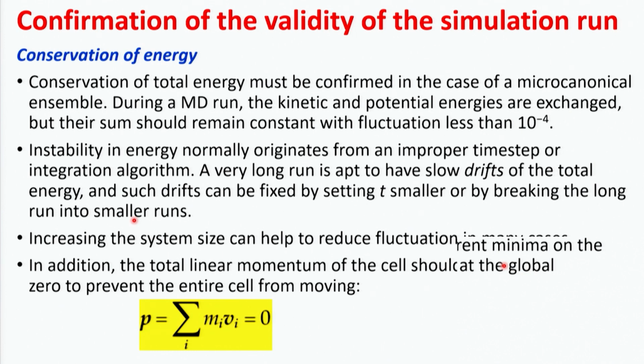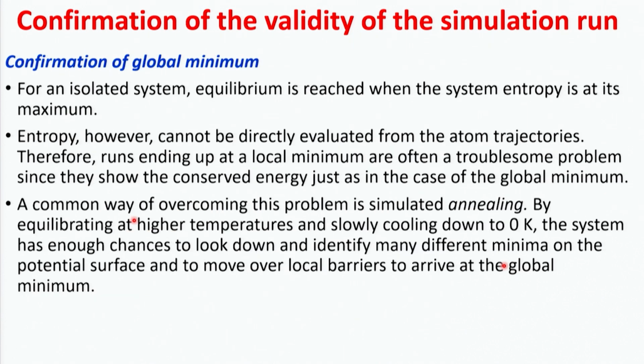So whether the runs are good or bad, you need to validate it. One validation is the conservation of energy. Okay. So that is one way. Another is the confirmation of the global minimum. Okay. And in order to avoid the local minimum, what can we use? We can use simulated annealing. So the simulated annealing, what it does, we equilibrate at higher temperature and slowly cool down to 0 Kelvin. And the system has enough chances to look around and identify many different minima on the potential surface and to move over local barriers to arrive at the global minimum.